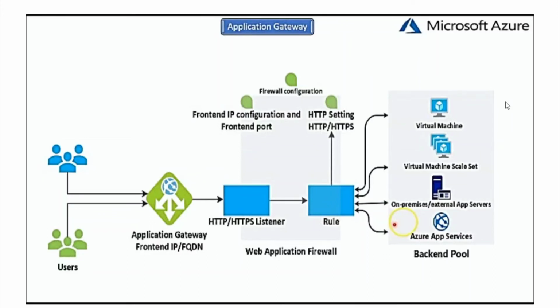In today's video, we are going to discuss Azure Application Gateway services. So Azure Application Gateway is also a kind of load balancer which is used at application layer 7 of the OSI model. So let's start.